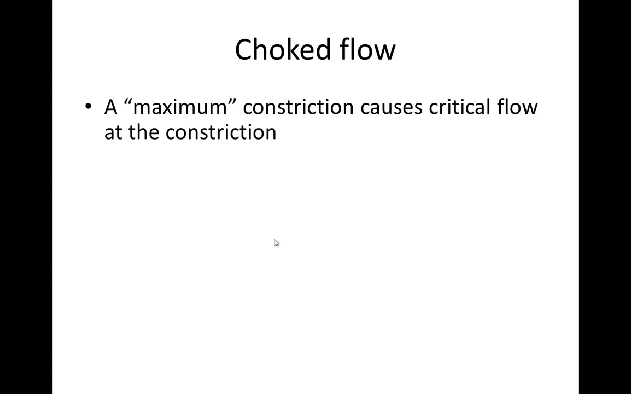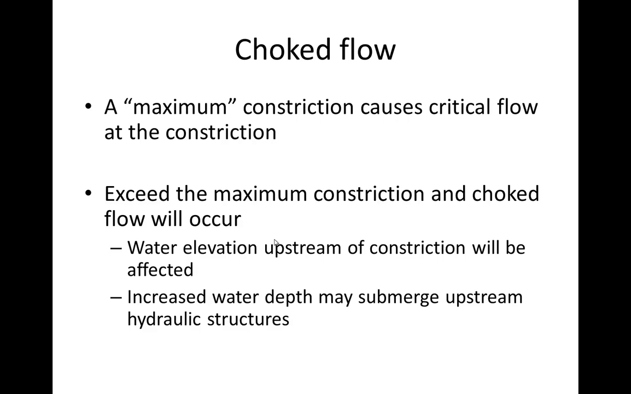Choked flow is when the constriction, whether it's a step up or a pier being added into a channel, or a channel getting narrower where it used to be wide, some sort of a constriction that causes critical flow at that constriction. If the constriction gets higher than the maximum allowable without choking, then the water elevation upstream will pool. The risk of that is that as the water gets deeper and deeper, it can submerge structures that are upstream, and so the pooling can cause flooding upstream because of the obstruction that's put into place.